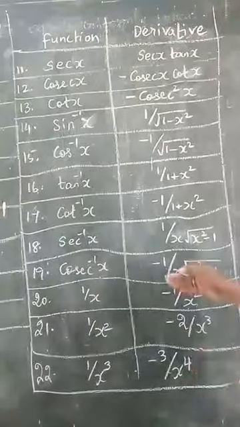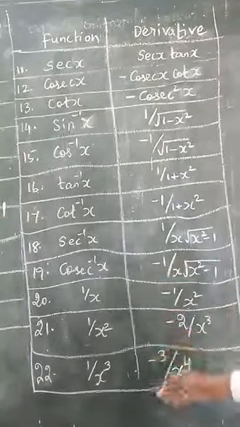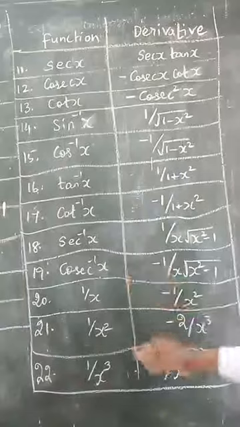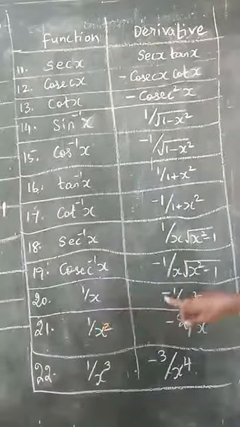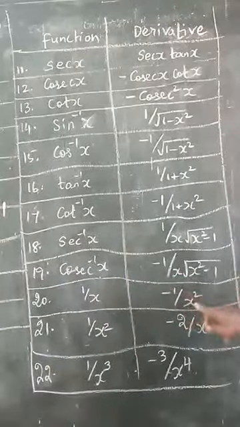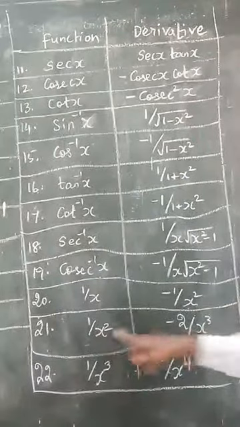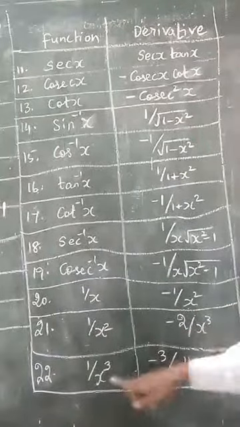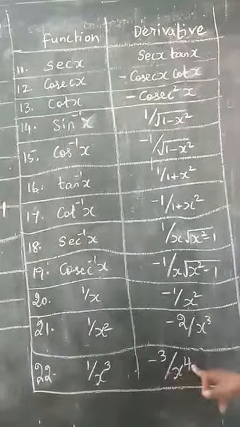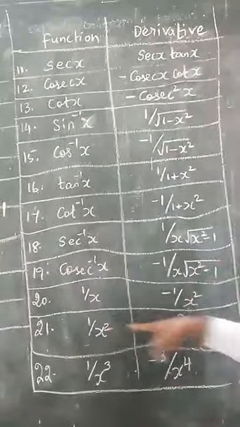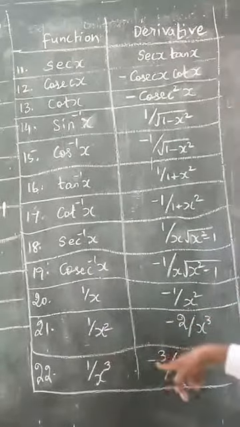So you can see a pattern in all these three. 1 by x, then 1 by x square, here it is x cube, and x cube means x power 4. Again, x square means minus 2, x cube means minus 3.